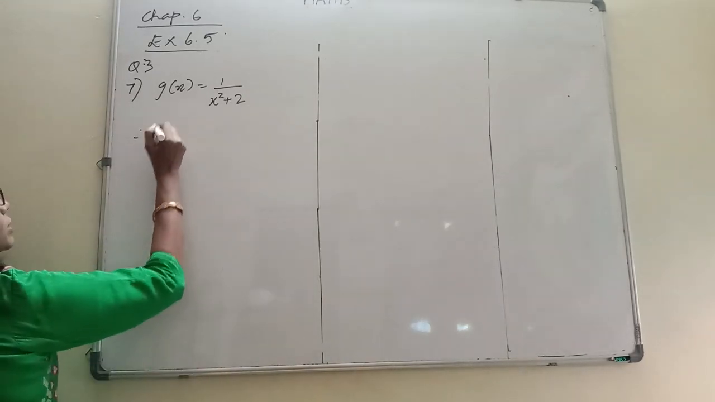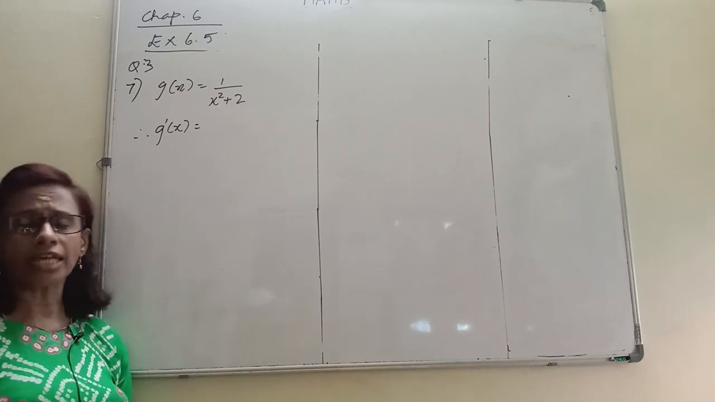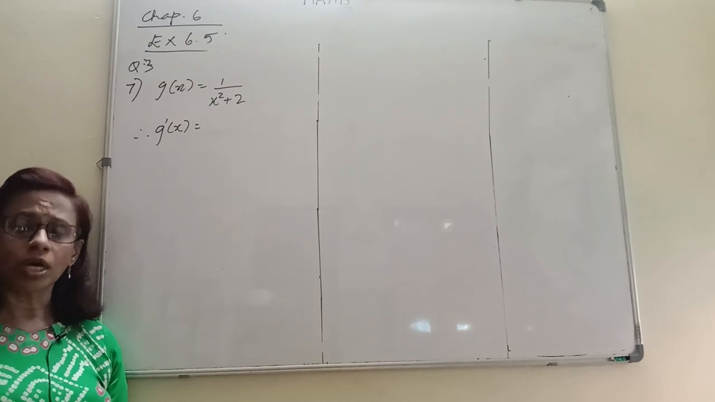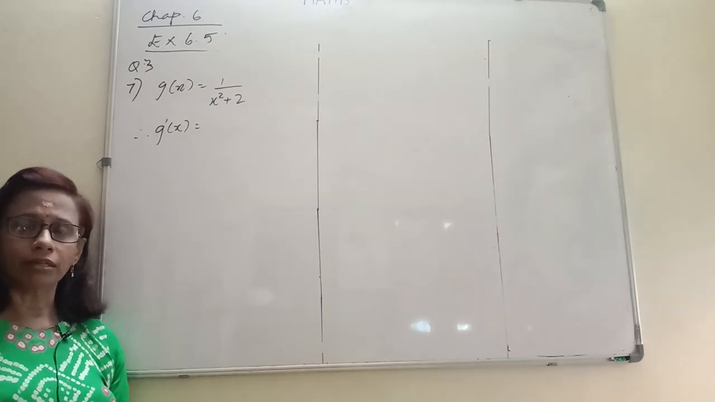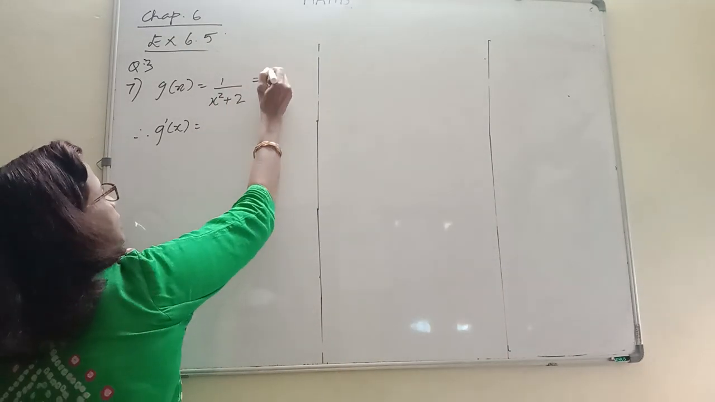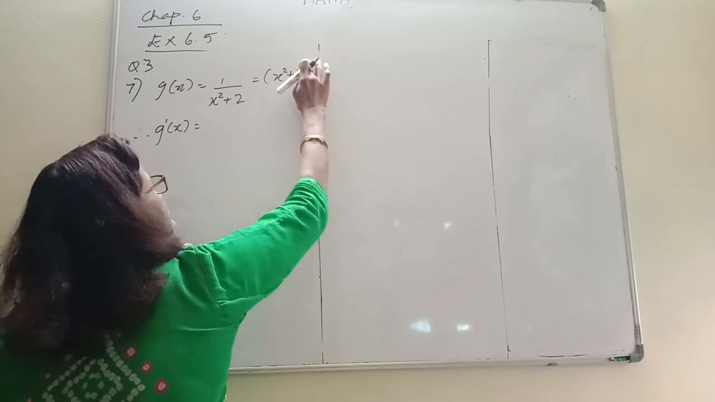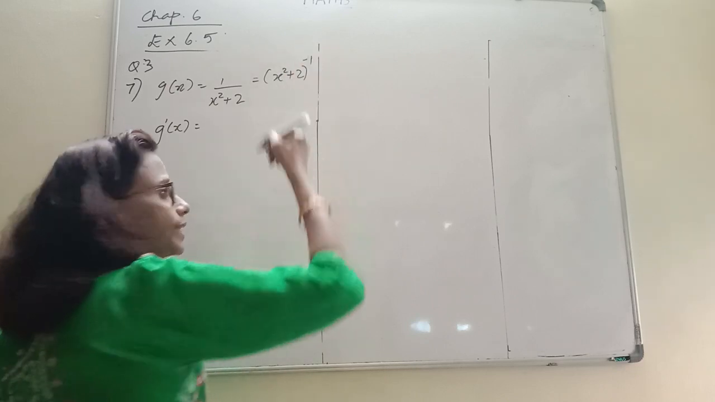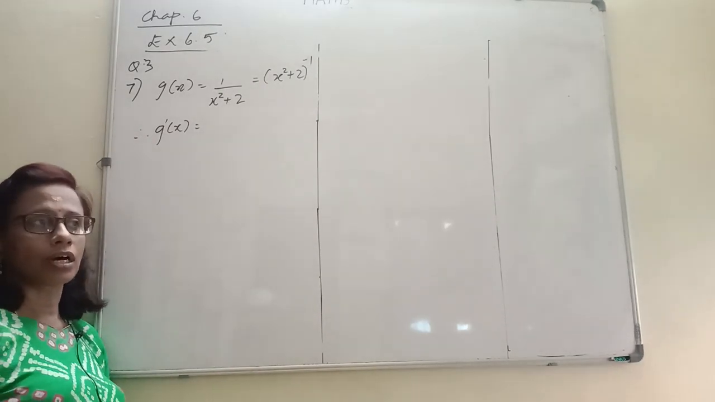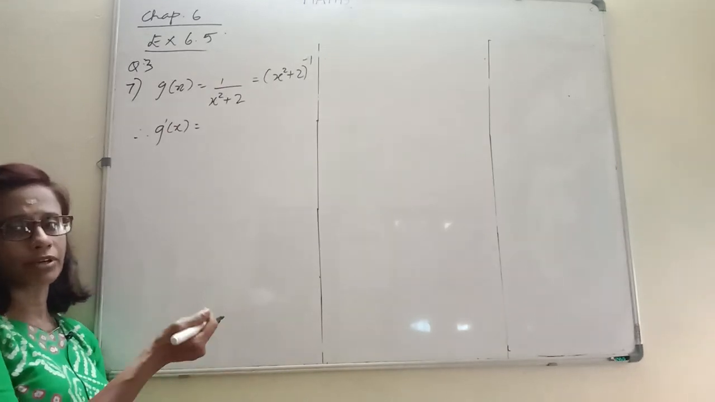Our first derivative here: you can look at this function as a quotient u over v, where u is 1 and v is x squared plus 2. Either you can look at it like that and get the first derivative, or you can also look at it as x squared plus 2 to the exponent negative 1, and get the derivative by chain rule. Whatever is convenient to you. I think I'll go for chain rule.